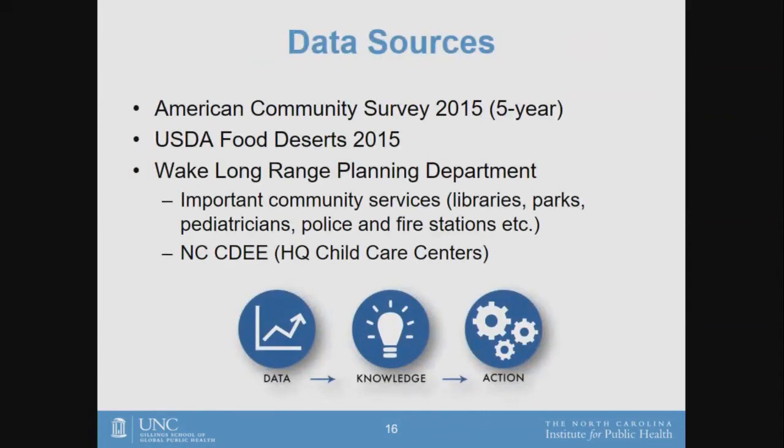The data was sourced from a variety of places, but mostly we rely on the American Community Survey, which is a US Census product. We use the 2015 data, which is a 5-year average from 2011 to 2015. It was just updated this December, so now there is American Community Survey data for 2016. We use the ACS for 9 of our indicators. The US Department of Agriculture has food desert data that was recently updated in 2015. We relied on that for 1 of our indicators. And then, as I mentioned, we got some really good local data from Wake Long Range Planning, and that included important community services and geocoded data from the state on the location of high quality childcare centers.